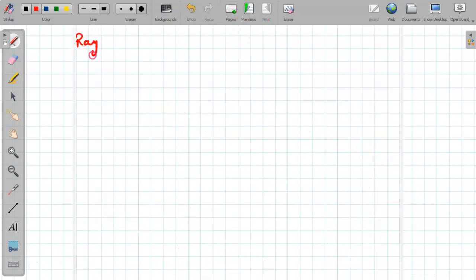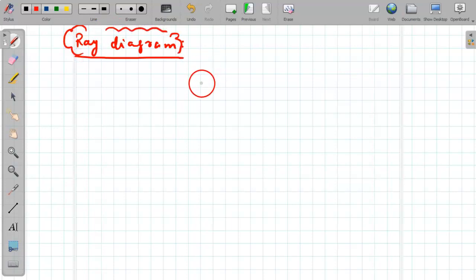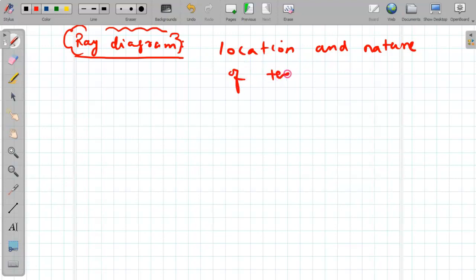Now we are going to draw the ray diagram. So what is the importance of drawing the ray diagram? Using the convex lens and concave lens, what is the use of those lenses? To create the image. So when we want to create the image, we should know the location of the image and the nature of the image. So we need to draw the ray diagram. The location and nature of the image we can find by drawing the ray diagram.